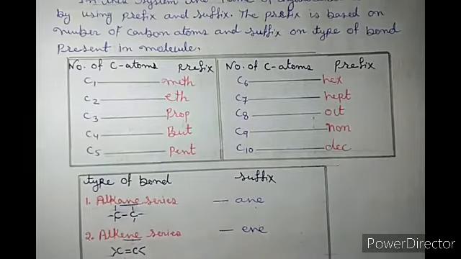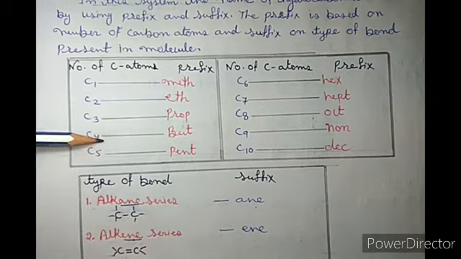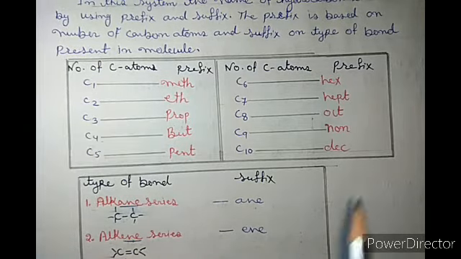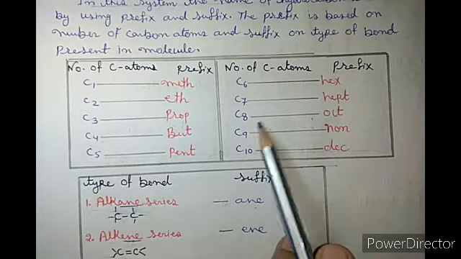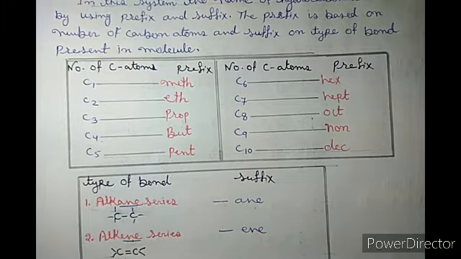Okay, if there is one carbon, then meth; two carbon, eth; three carbon, prop; 4 but, 5 pent, 6 hex, 7 hept, 8 oct, 9 non, 10 dec. These are the prefixes which we use according to the number of carbon atoms present in the molecule. Suppose a molecule has 3 carbon atoms, then we use the prefix prop to denote the number of carbon atoms.